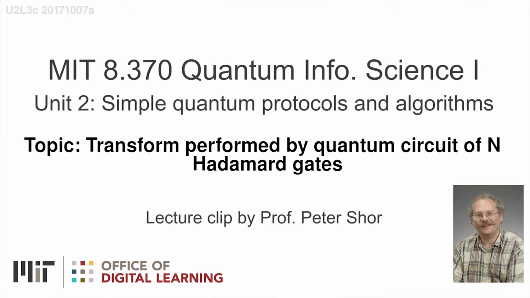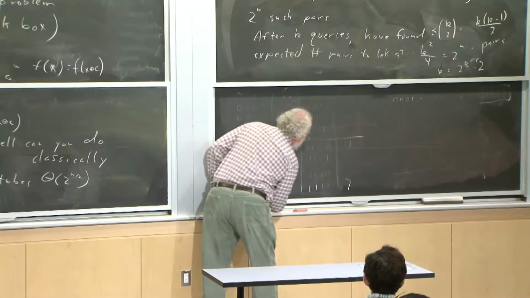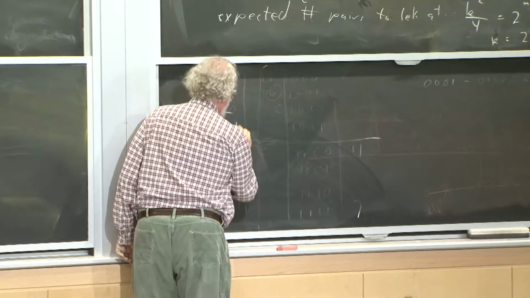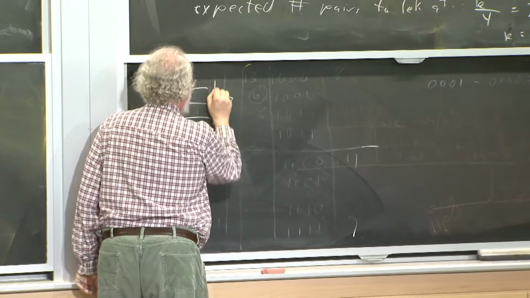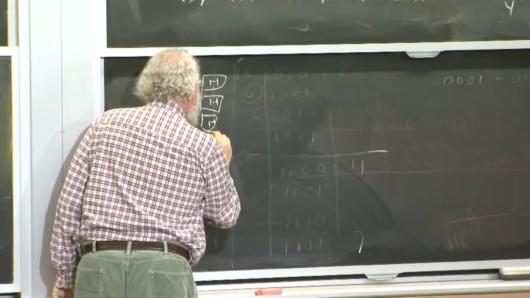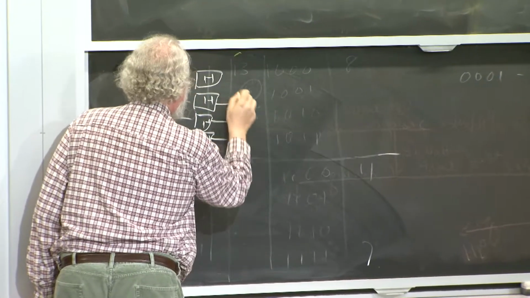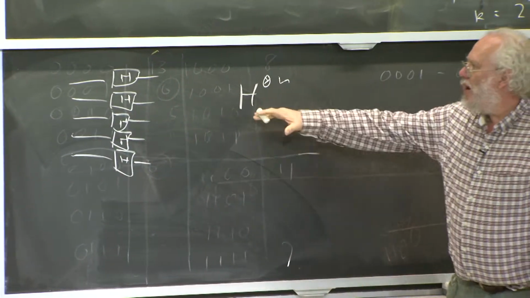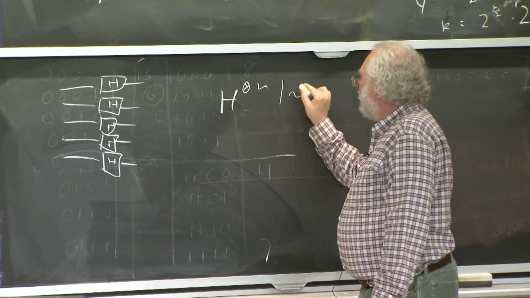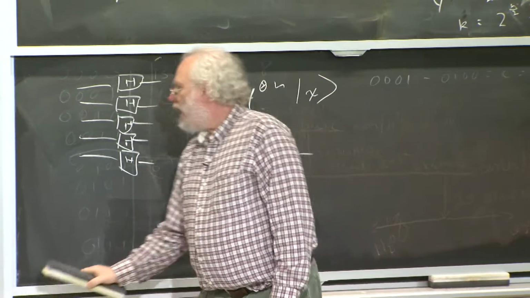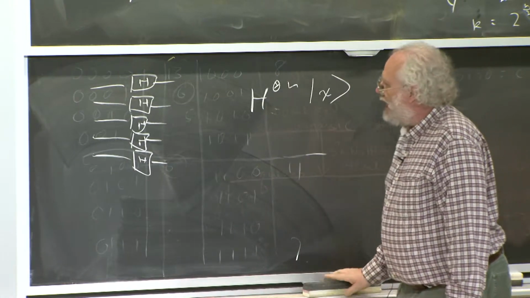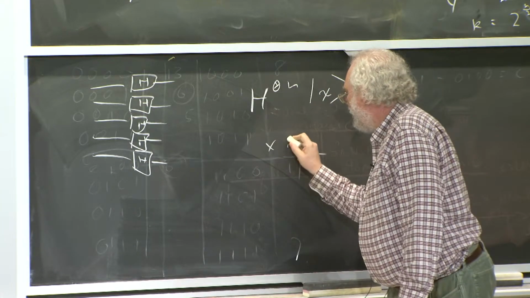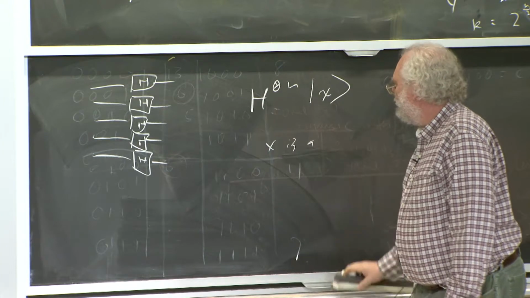Before I go any further, I want to tell you what this circuit does. And this circuit, H, H, H, H, H, is the tensor product of n Hadamard matrices applied to X, where X is something in the 0, 1 basis of these qubits. So X is a bit string of length n.